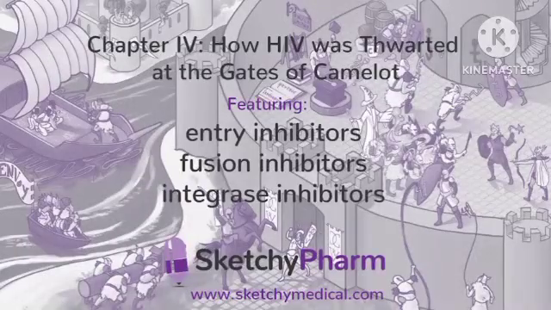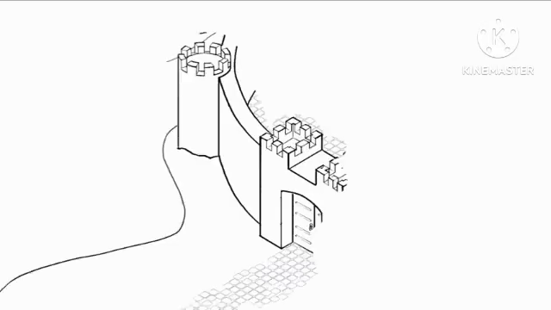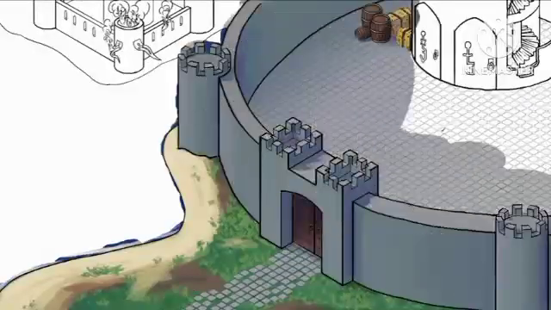This marks the last chapter in our unit on antiretroviral therapy, and we have 3 more classes of drugs to cover: entry inhibitors, fusion inhibitors, and integrase inhibitors. So, as the battle unfolds, let's highlight these stages of the viral life cycle and illustrate how King Arthur and the rest of the antiretrovirals defend against HIV at every turn. First, the history of this conflict.